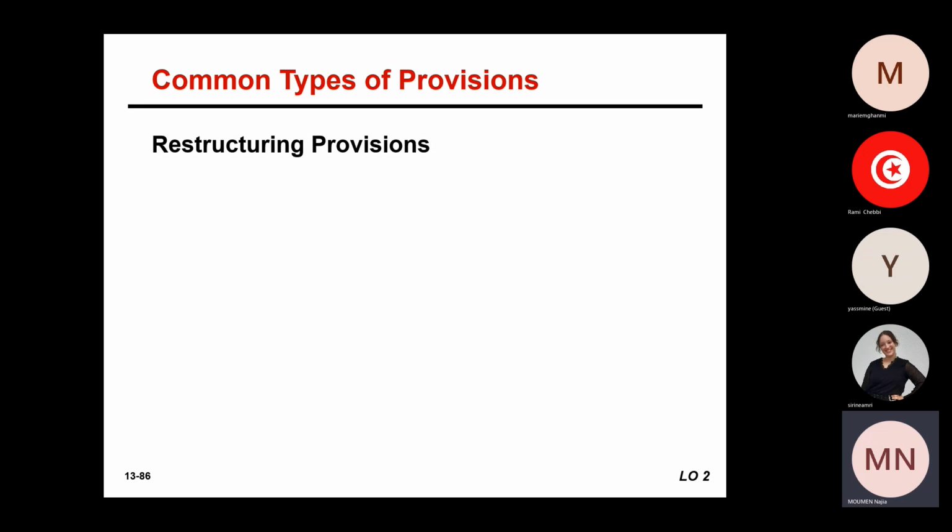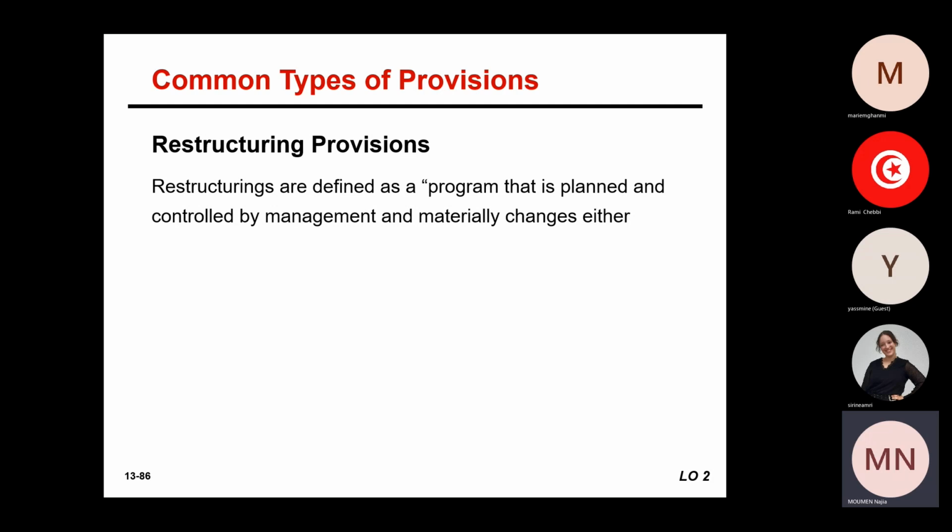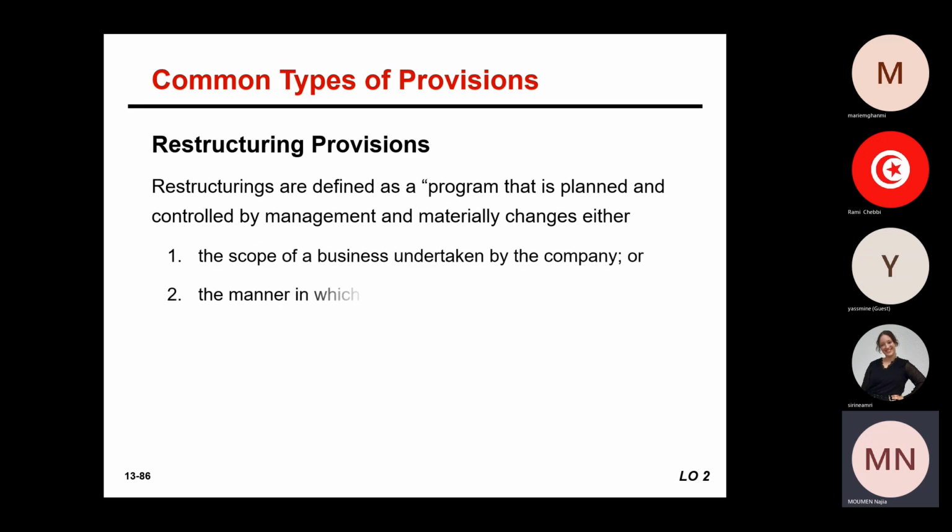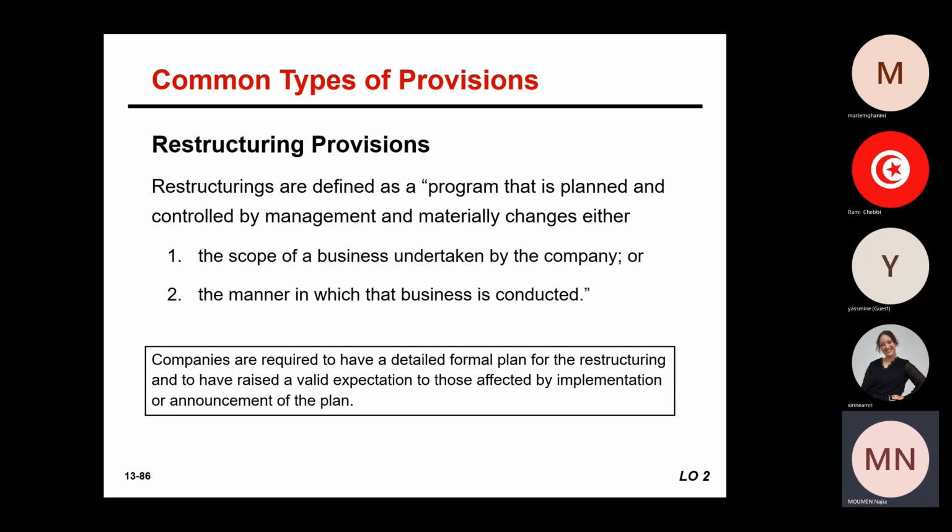The last type of provision is restructuring provisions. Okay. What is restructuring, please? That's important. It is a program that is planned and controlled by management and materially changes either what? The scope of a business undertaken by a company or the manner in which that business is conducted. So please, when we talk about restructuring, that means a major change in the scope of the business, or also in the way the business is conducted or done. So here we're talking about substantial changes, okay?